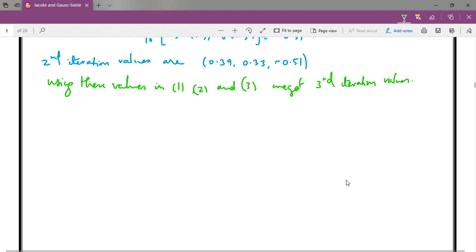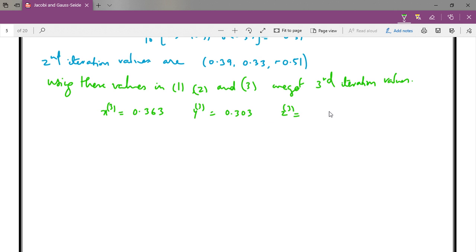Okay, so that is x3. So x3 is equal to, again the same thing, 1 by 10 into and so on. So directly I am going to write the values: 0.363. y3 we get as 0.303, and z3 we get as minus 0.537. Okay, so this is the third iteration.